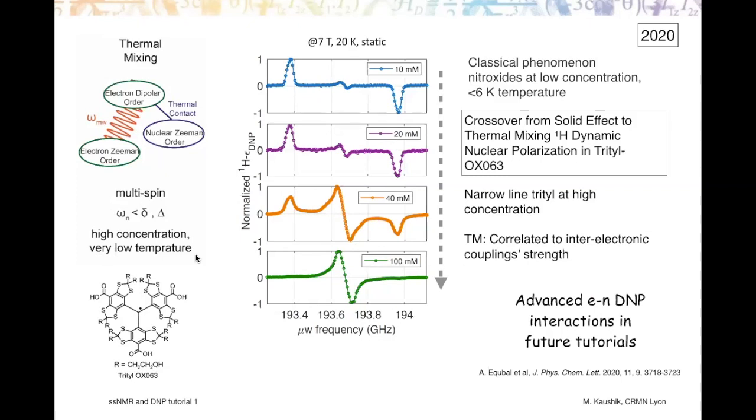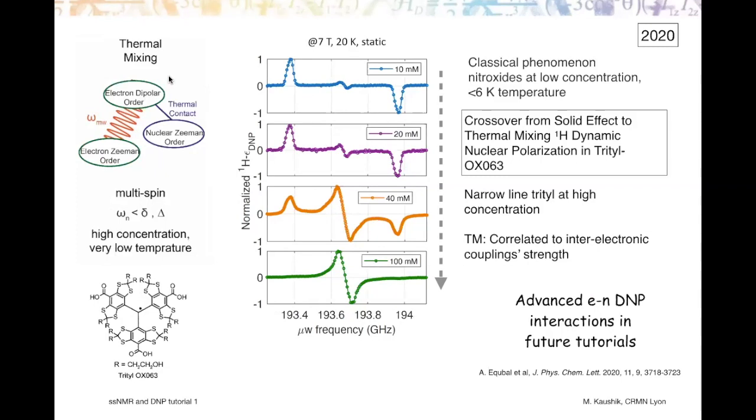The rule of thumb was less than 6 Kelvin, thermal mixing is possible. It is a classical phenomenon that works with different spin baths, so the electron Zeeman bath, dipolar coupling, and by thermal contact with the nuclear spin bath, it transfers polarization or spreads polarization in the sample.